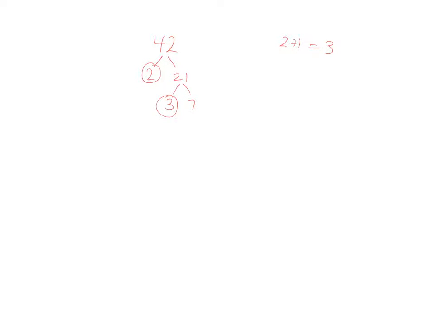3 is prime, 7 is prime. The prime factors of 42 are 2 times 3 times 7. So I hope this has helped you start understanding the world of prime factor trees. Have a good one, grade 6.